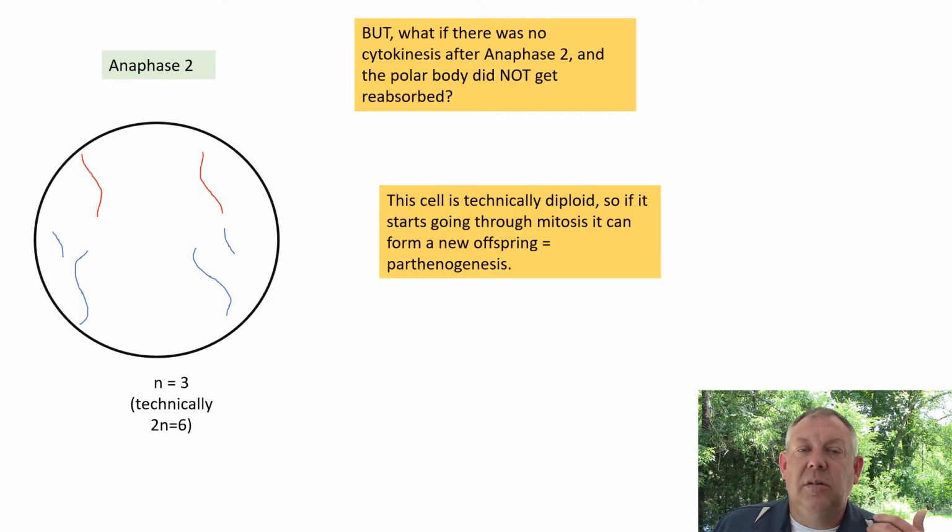And so if this cell, which is diploid, starts going through mitosis, well, then it can form a regular diploid offspring. And that's how you can get parthenogenesis. That's how you can get an egg that can develop into a diploid offspring without bringing in any DNA from a sperm. And so that's a pretty typical way that this happens. And in these snakes, this is probably what happens. Instead of having cytokinesis, you just start going through mitosis, and now you've got a diploid organism.